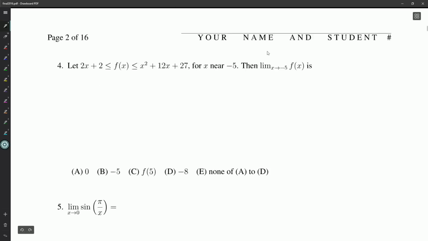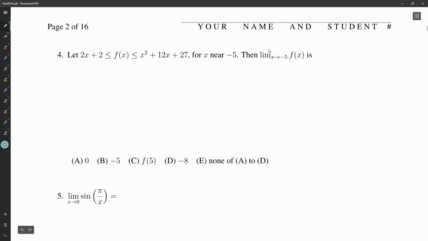Alright, and now 4, to wrap up this particular video. So this is sort of a nice little squeeze theorem style question. I can see that right away because I've got some less than or equal signs. So I know a function f of x, and the only thing I know about it is that it's sandwiched between these two functions near minus 5, and we're asked for the limit at minus 5.